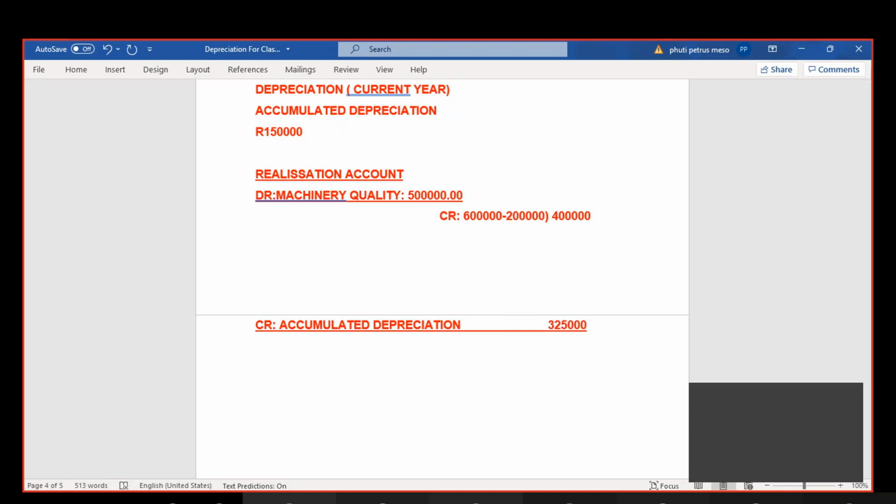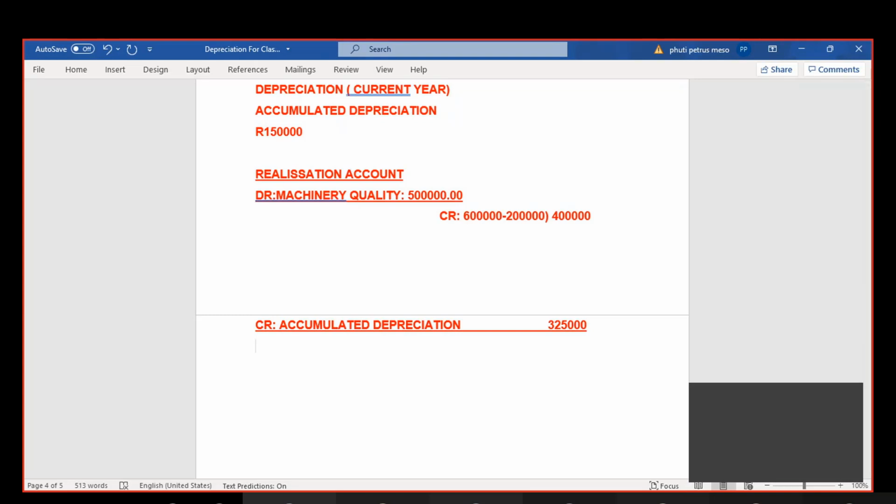So this is your credit side, which is about 725,000 rand. And then you minus 500,000 rand, it should give you 225. Am I correct? For three? Yes. 225,000 rand. Meaning that your credit is actually greater than your debit side.